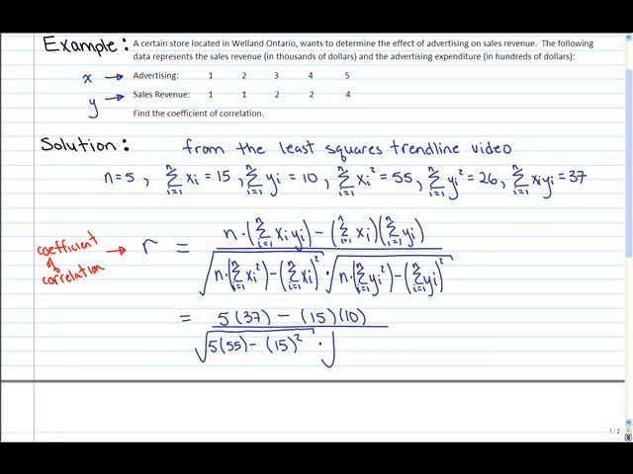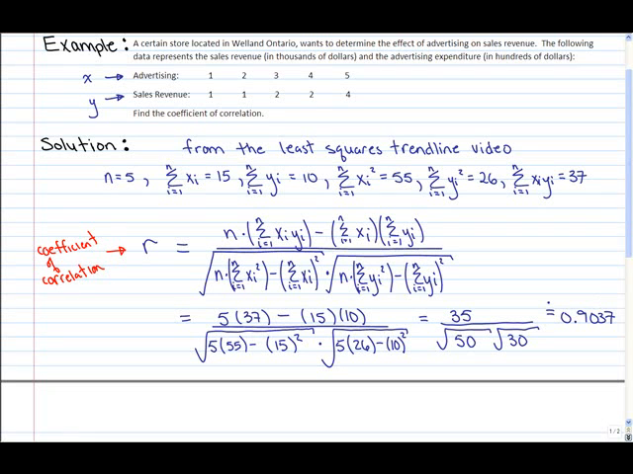Multiplied by another square root, basically the same thing but of your y variable. So 5 multiplied by your y's squared, which is 26, minus the sum of y, which is 10, and we're going to square that. Now here our numerator will work out to a value of 35. Your denominator under your first square root, you should have obtained a value of 50. And under your second square root, you should obtain a value of 30. Now this works out to be approximately 0.9037.